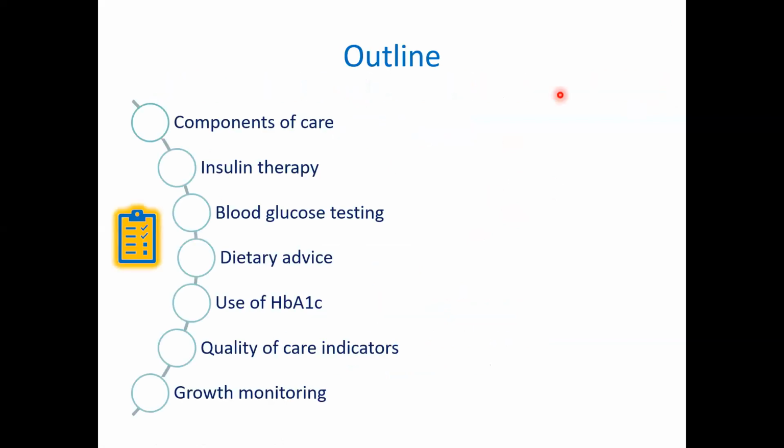So this is the outline of my talk. We're going to look at components of care for patients with diabetes. We're going to look at insulin therapy in brief, because this was already addressed last week by Dr. Legong. We'll look at blood glucose testing, dietary advice, and monitoring of glycemic control. And finally, we'll look at quality of care indicators and growth monitoring.